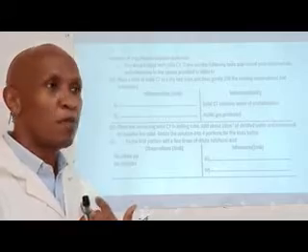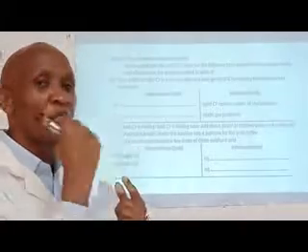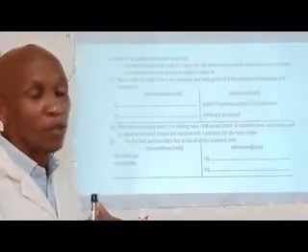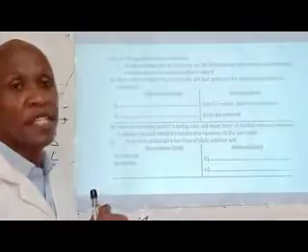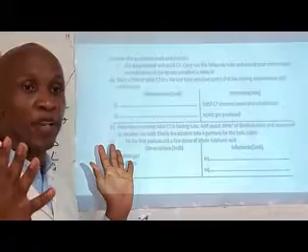Both litmus papers: the blue litmus paper changes red, the red litmus paper remains red. Does not change. That is not allowed. So if you say something about only one of them, then that is not a correct observation.